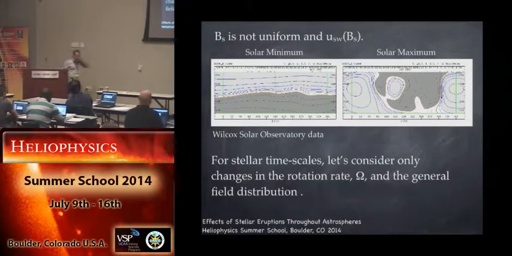Now, in the next few slides, I will discuss, in the context of stellar evolution, the effect of the change in rotation period or rate, and I want to discuss relatively short period changes in the magnetic field, like the solar cycle. I will discuss more how the overall structure of the magnetic field we observe in different stellar types will affect the structure of the heliosphere or astrosphere.